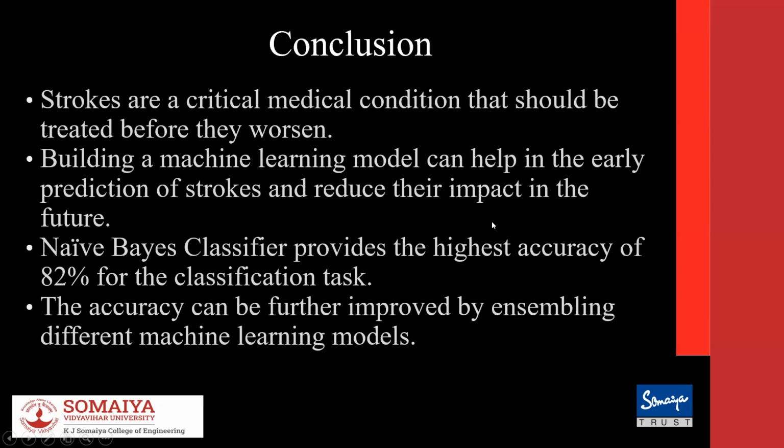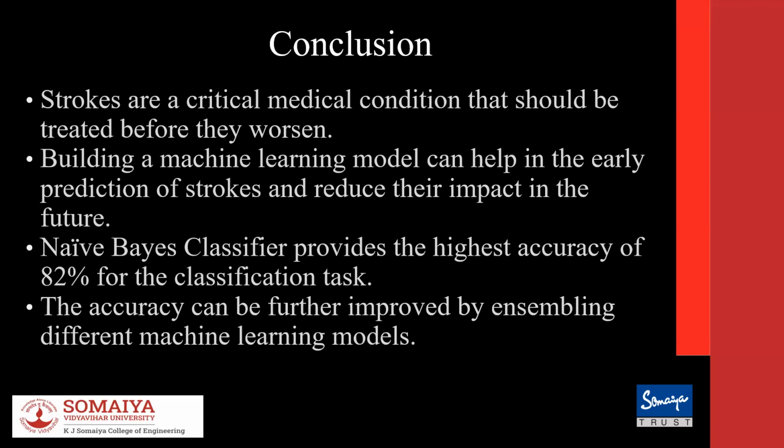Now, the conclusion. Strokes are a critical medical condition that should be treated before they worsen. Building a machine learning model can help in the early prediction of strokes and also reduce the impact in the future. Naive Bayes classifier provides the highest accuracy of 82% for the classification task.